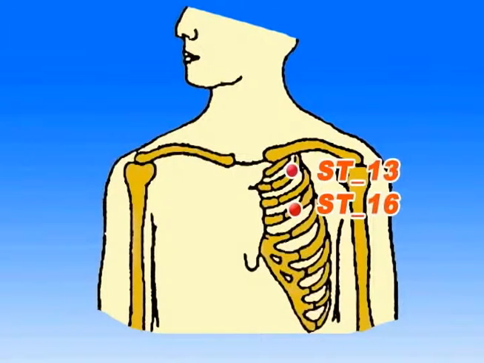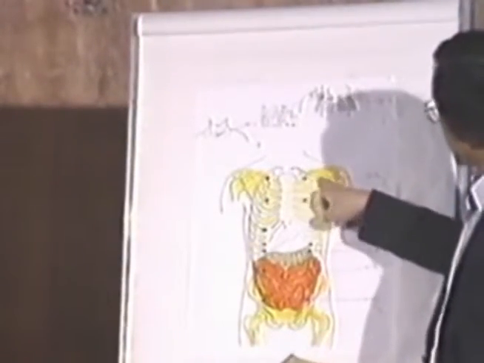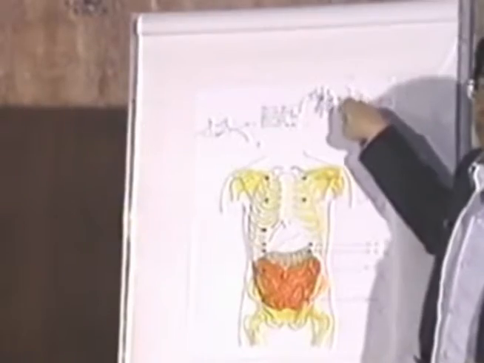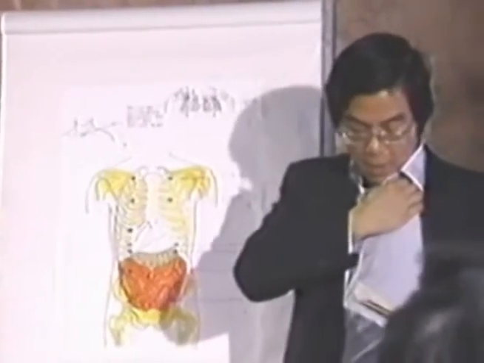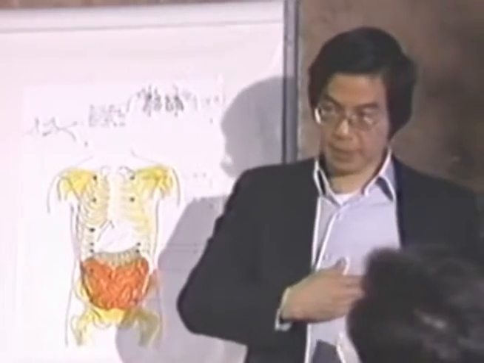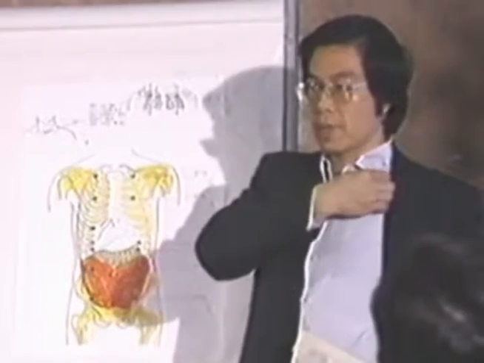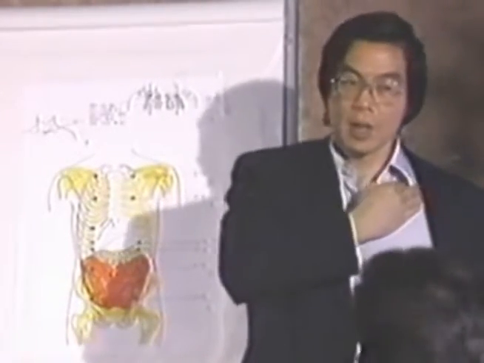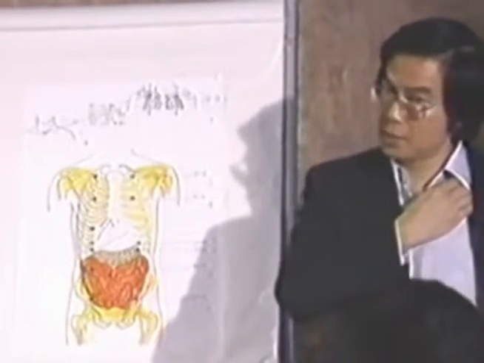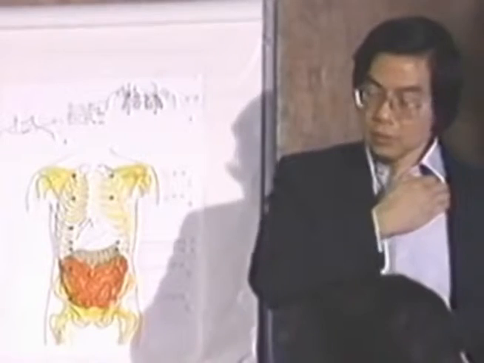Okay, this point, there are a few ways to find it. The first way to find it is the middle of your collarbone. If you find your collarbone, for men, it's easy also. If you find your nipple, make a straight line out in the middle there. Ladies have to find approximately the middle of the collarbone. Press on the point. It's a very sensitive point. This is one of the most sensitive points.